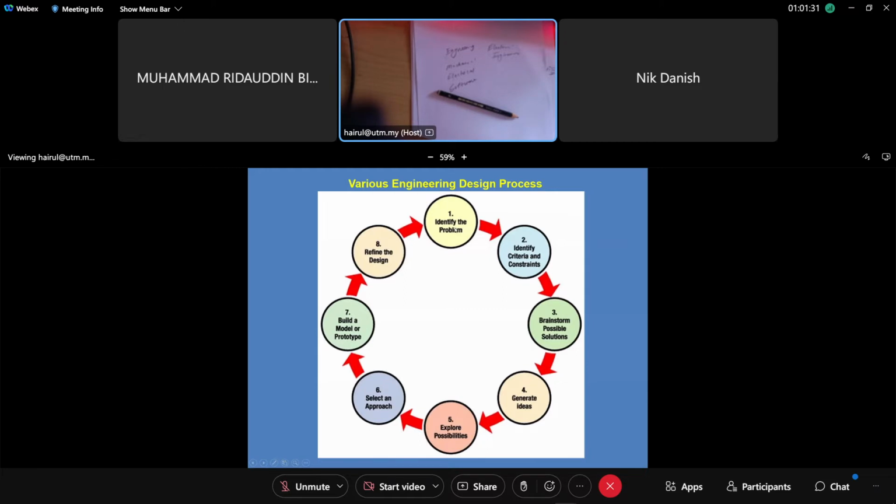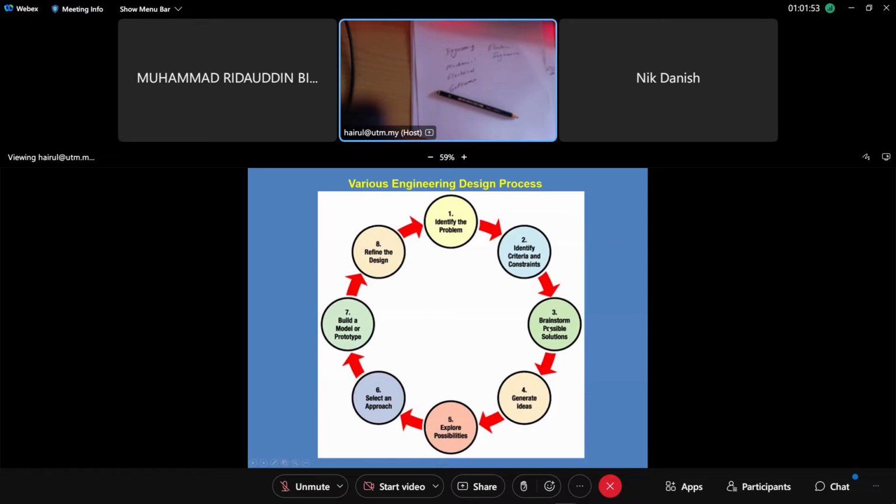Identify the problem, identify criteria and constraints, brainstorm possible solutions. See, many solutions are ideas. Generate brainstorm possible solutions, then generate ideas. See, a lot of ideas. Then you explore possibilities, select an approach. Here you select the best one and build a prototype. Refine the design, because design always iterates.